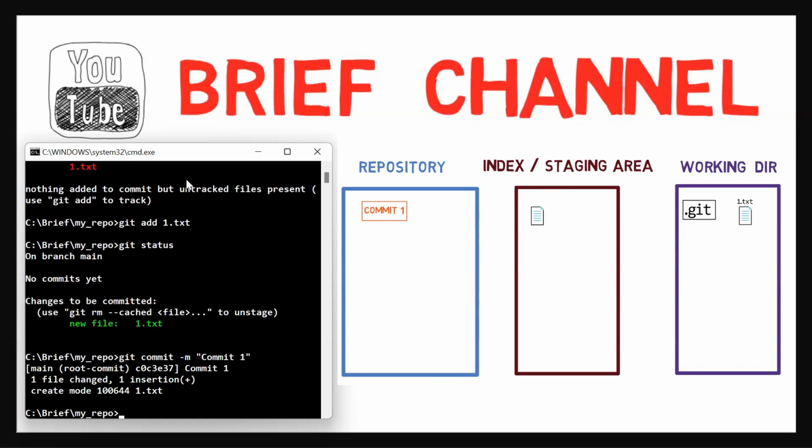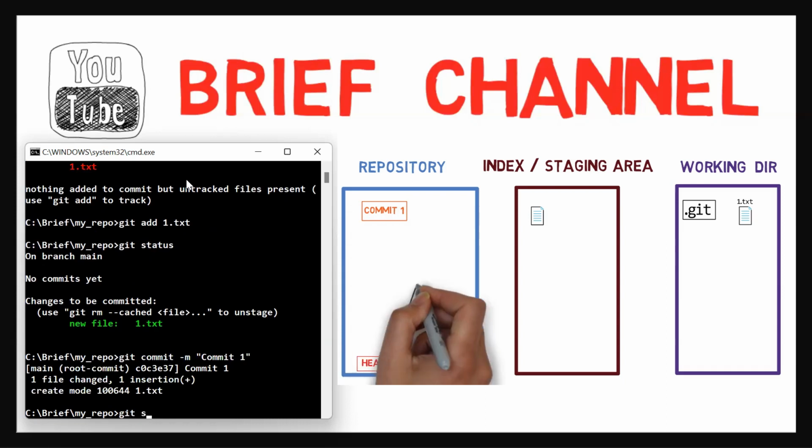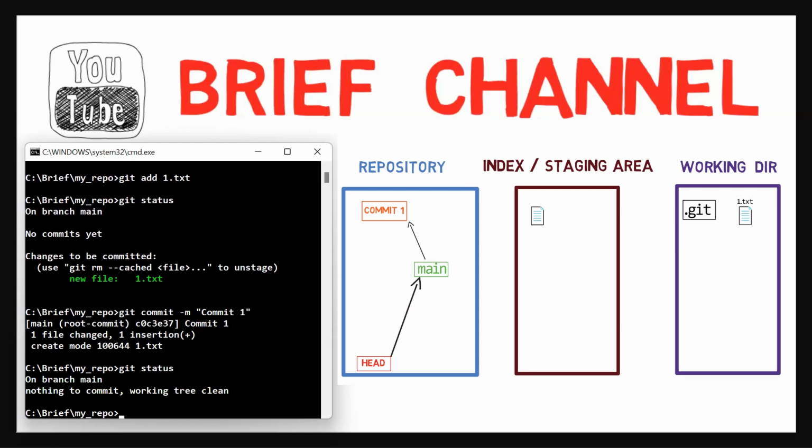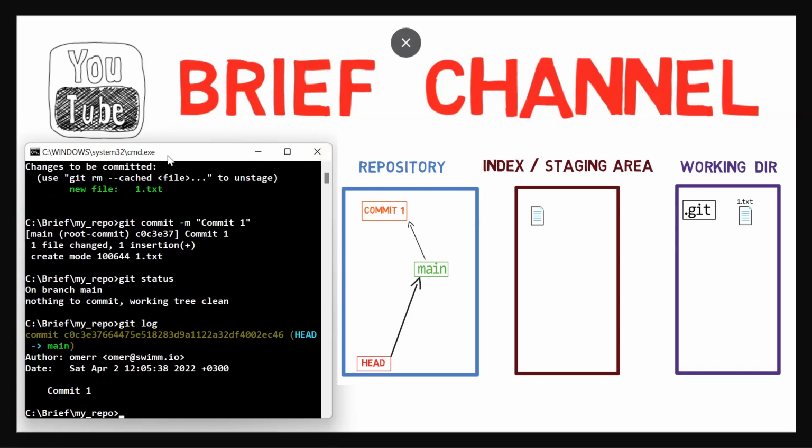So now it's in the repo as well. And if we use git status, we're on branch main and there is nothing to commit. Working tree clean, because the working tree is the same as the index, which is the same as the last commit in the repository. And we can use git log to see that we have actually created a commit object with a message commit 1. Great.